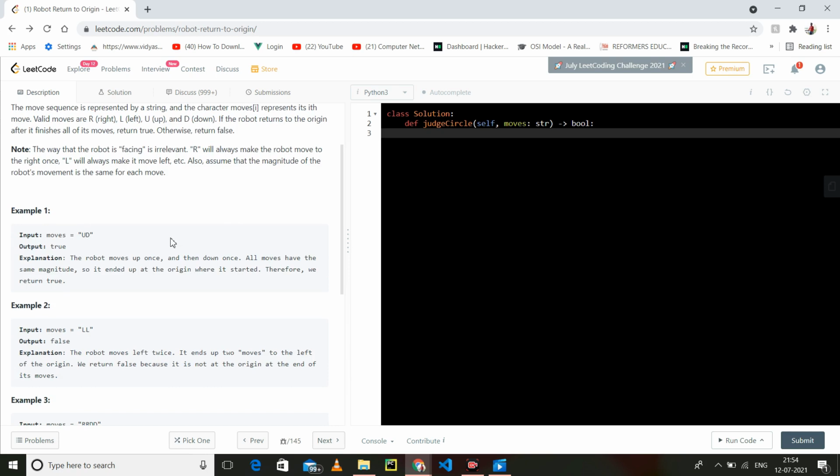So first, the robot is at 0,0 here, so the robot will go up, then down, so it will come back to its origin. If this is the point, just take this is the point, it will go left, left. So has it returned to its original position? No, that's why we have returned false.